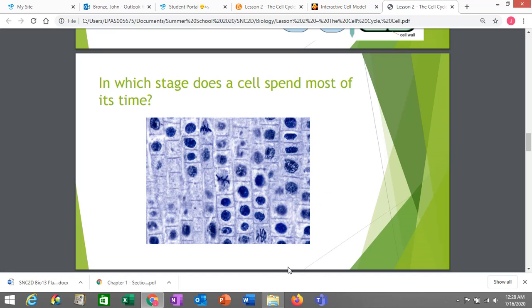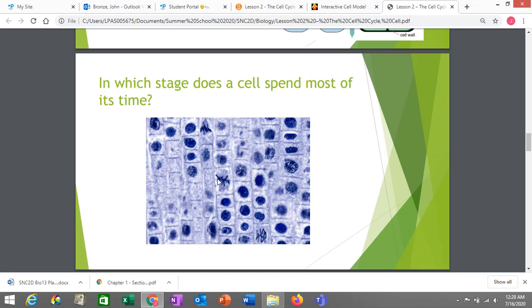This is a picture of a root of a plant, and this is an area of heavy cell division. And you can imagine why that would happen, right? The root is growing into the soil, it's getting longer, so if you're having growth, you're going to be having cell division. So this is an area of very active cell division. So we can look at the cells and ask ourselves, what phase are most of these cells in?